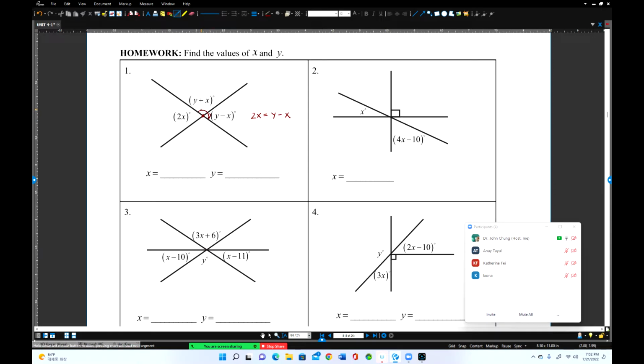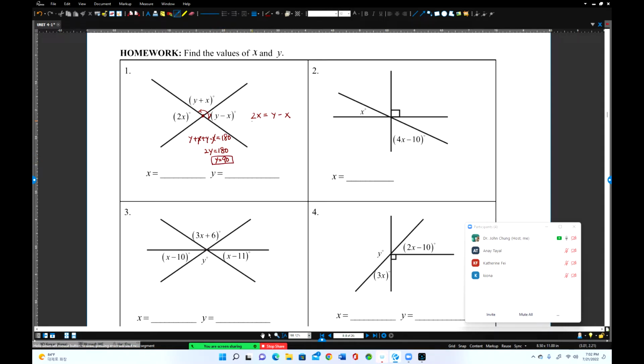This is a supplementary angle. We learned that already. The sum of these two angles is 180. So y plus x and plus y minus x is going to be 180 degrees. So the x is out, 2y equals 180. So what is the value of y? Yep, y equals 90.